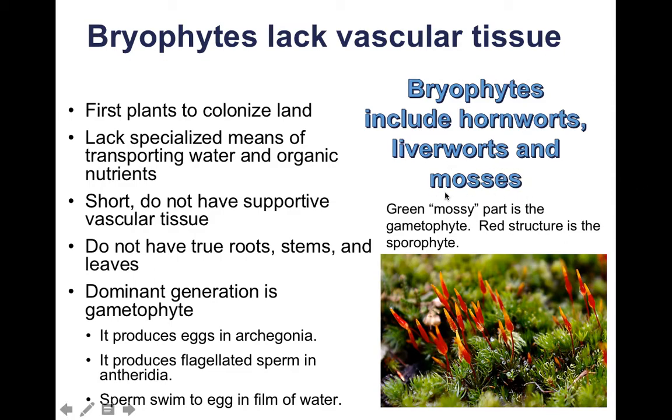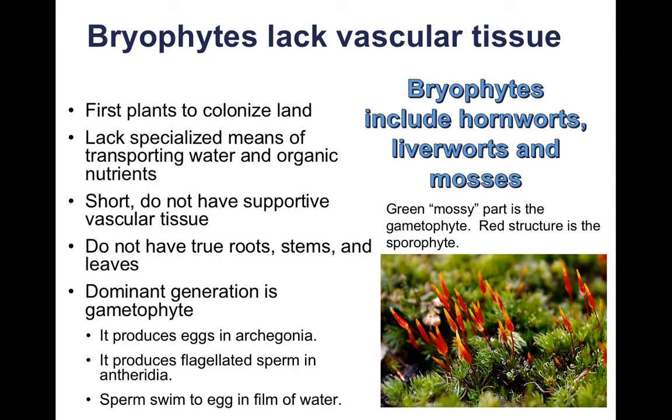You're probably only familiar with the mosses. The hornworts and liverworts are a little bit harder to find. The bryophytes were the first plants to colonize land. They lack vascular tissue, so they don't have any way to transport water or nutrients throughout the plant. That means they're very, very short, very low-lying to the ground, because they don't have the support tissue and they don't have the means to transport materials through them. They also do not have true roots or stems or leaves.